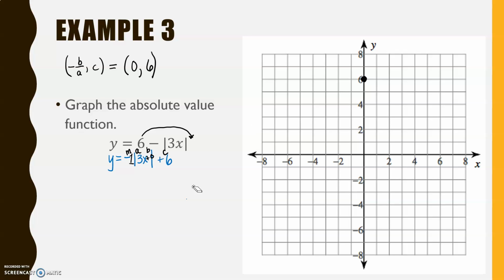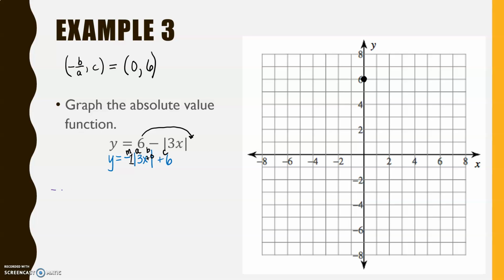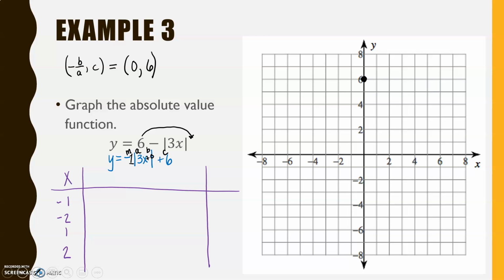And now I can find my other points. I'm going to pick 2 points to the left, 2 points to the right, and I'm going to make a table. My 2 points to the left would be -1 and -2. Again, I could pick values that are further to the left, but they would just be quite a bit further away and not really graphable. To the right, I'm going to put 1 and 2. All right, draw your own table and fill it in. See what values you get for each.